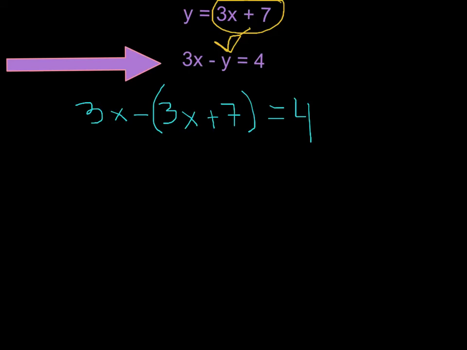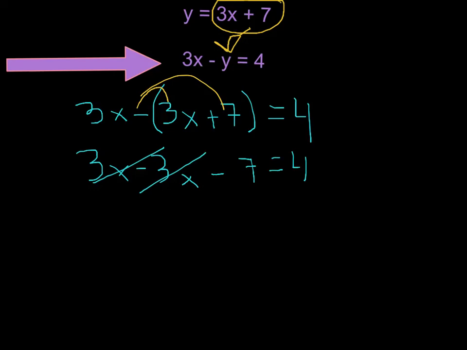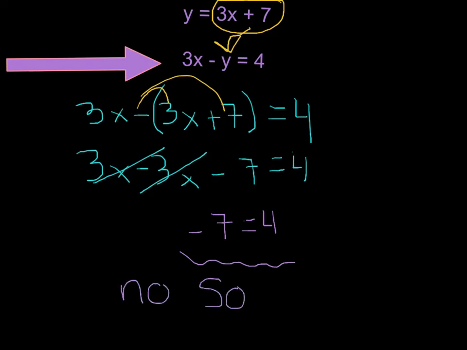So now we have to distribute this negative sign. So 3x minus 3x minus 7 equals 4. If we combine like terms, 3x minus 3x cancels out, and it leaves you with negative 7 equals 4. Well, if our variables cancel out and we get something that doesn't make any sense, that should hint at the fact that there is no solution to this system.